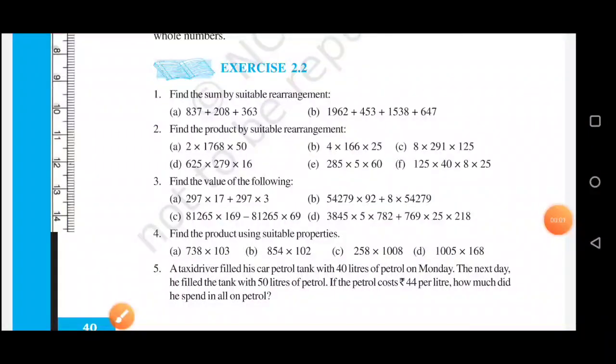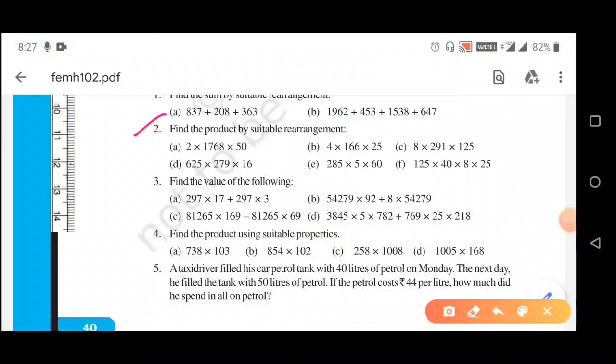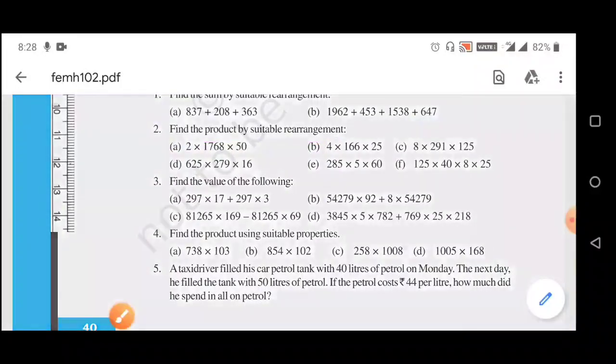Now question number 2. In question number 2, it is given find the product by suitable arrangement. The question number 1 was find the sum because here addition signs are given. But in question number 2, it is given that find the product by suitable arrangement. Here also we have to do the suitable arrangement to do the product. So let's do question number 2.